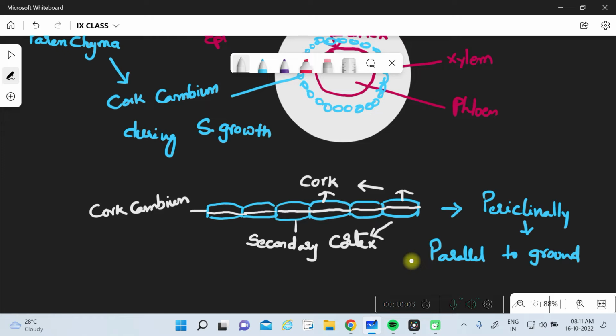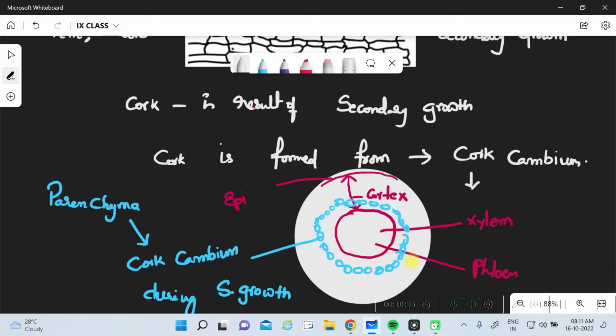Why do we call it a secondary cortex? Already cortex is present inside that. So the newly formed cortex we call a secondary cortex, and the already existing cortex we call primary cortex. In this way, by the periclinal division of cork cambium in the cortex region of the stem and root, the upper side forms cork and the lower side forms secondary cortex. That is how the cork is formed.